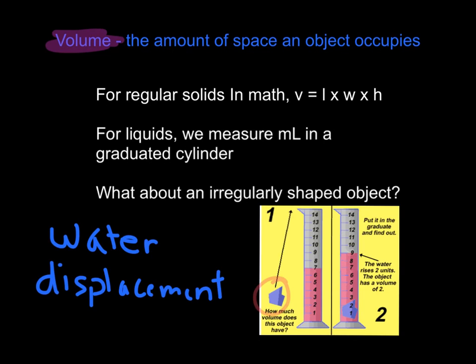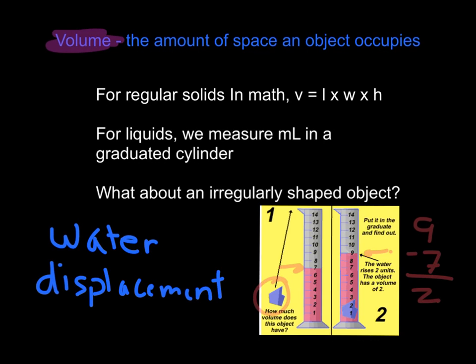We then place the object into the liquid, and we measure how much it now has in terms of the space taken up by the liquid. So we go from 7 milliliters up to 9 milliliters. The difference between the two volume readings is the volume of the object. So when you take 9 and you subtract 7 from it, you get 2. So the volume of the object is 2.